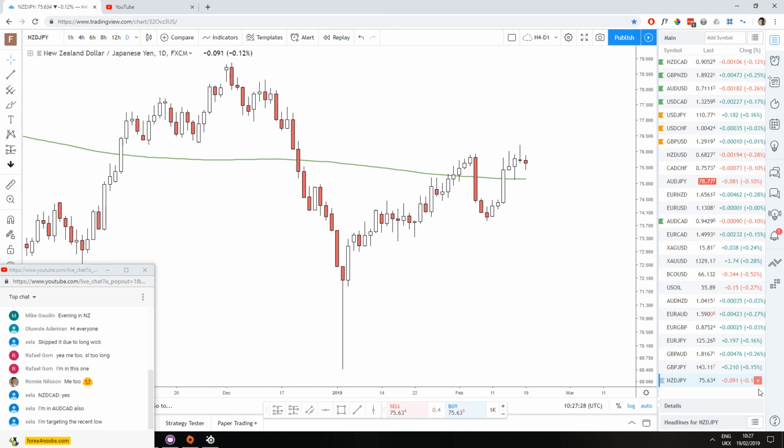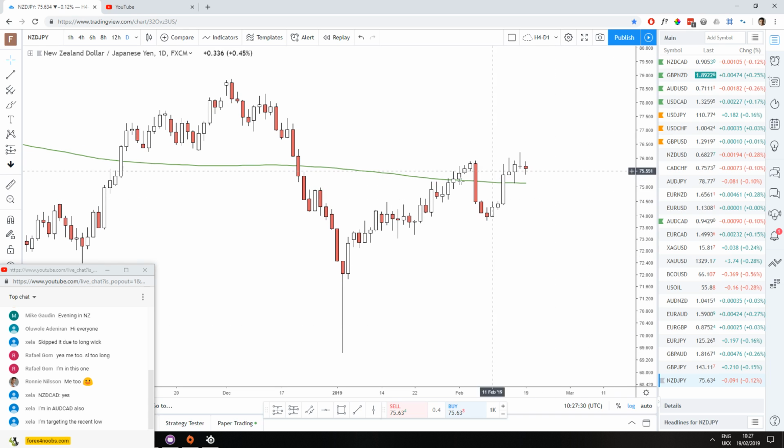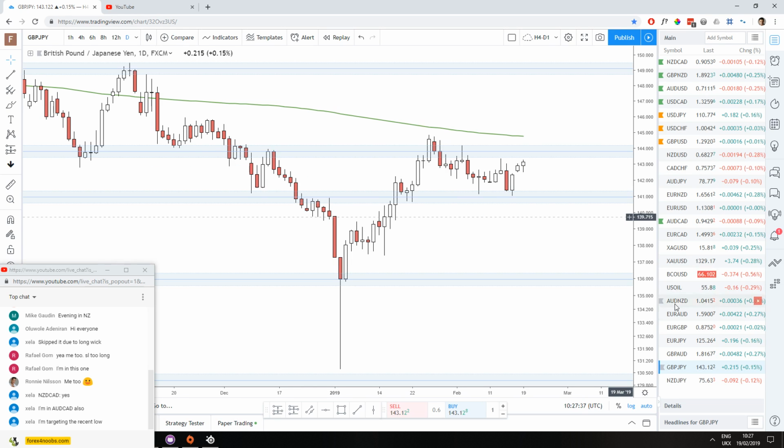Finally, New Zealand JPY, which I need to redo support resistance area. So we'll leave this one until the next analysis. Today's analysis was a bit messy in terms of this list here. I think I covered all the pairs I had to cover, but I'm not 100% sure.